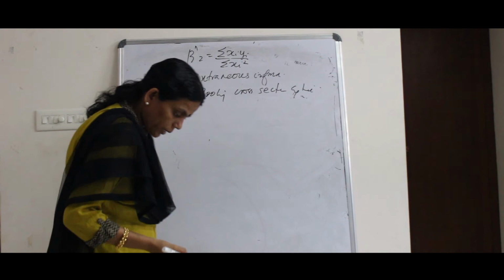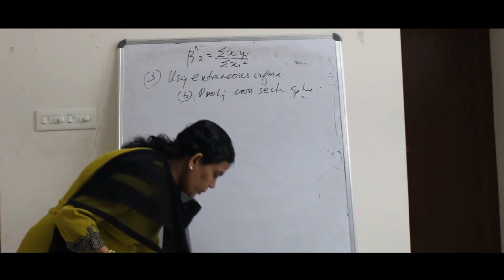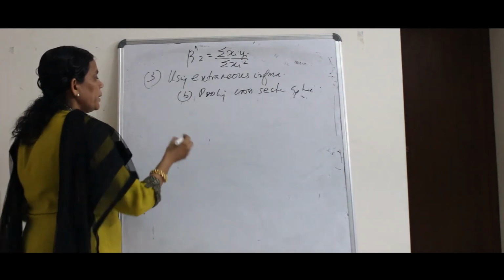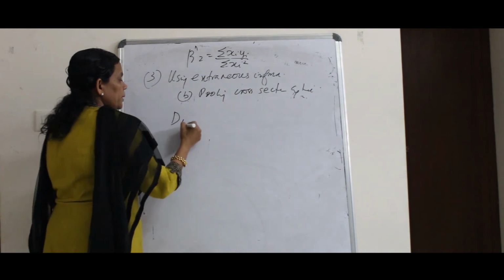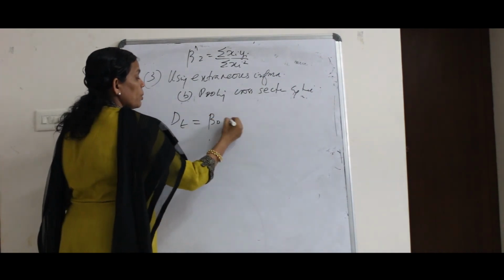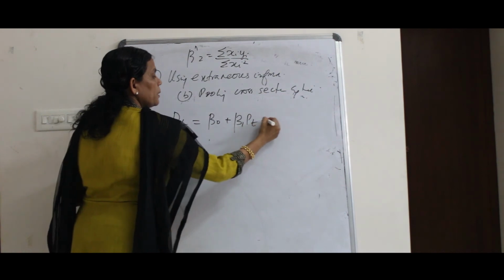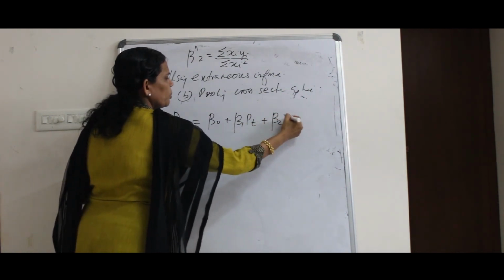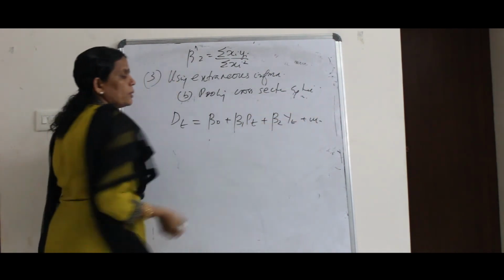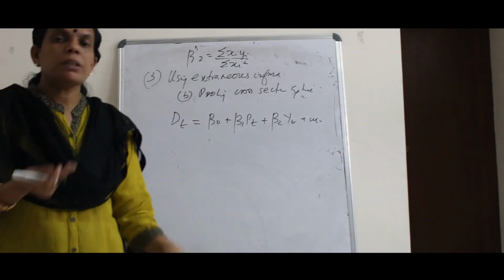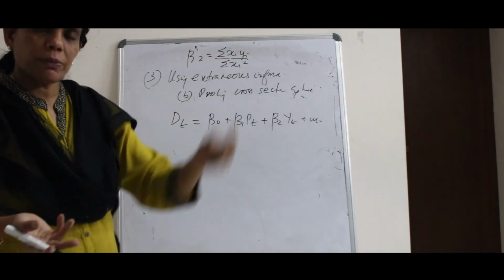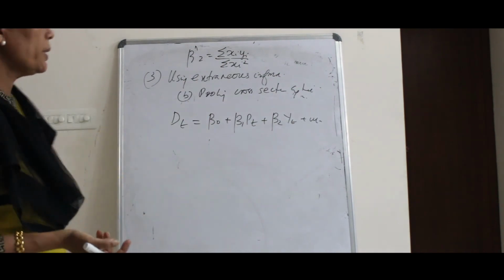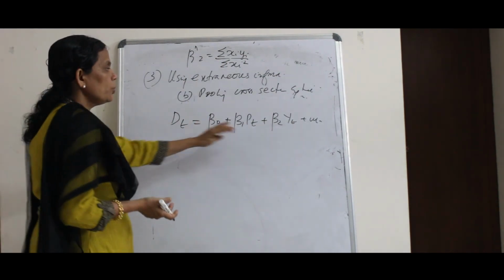Pooling cross-section and time series. Suppose you are trying to estimate the demand function, Dt = beta 0 + beta 1 Pt + beta 2 Yt + ut. And you know Pt and Yt are definitely multicollinear. Price will be increasing over time and income will be increasing over time. How do you estimate this?